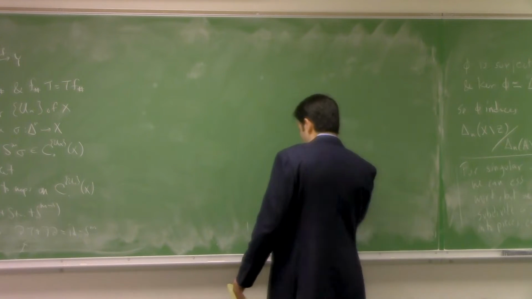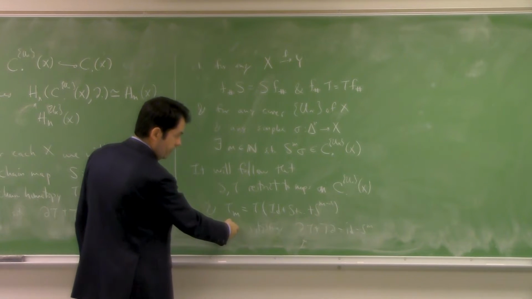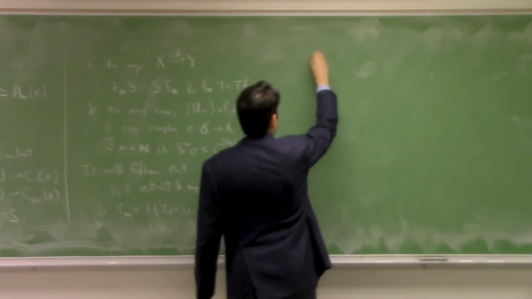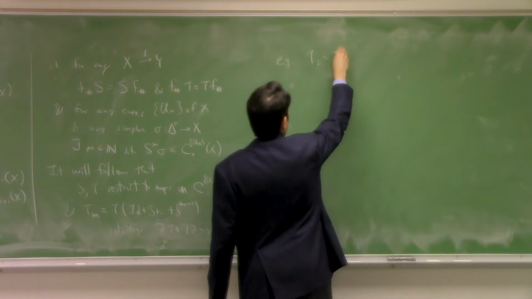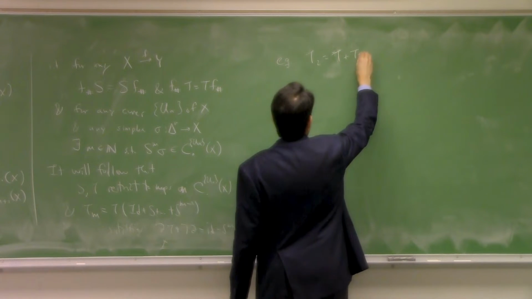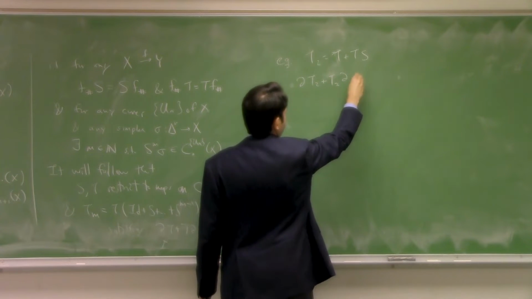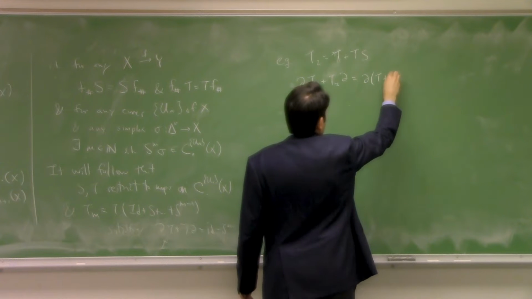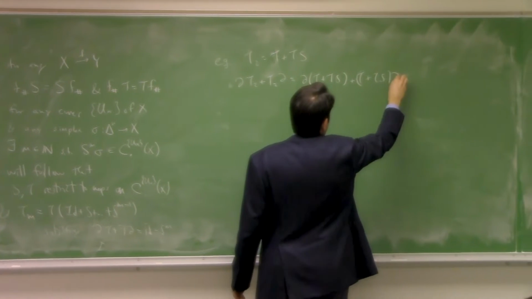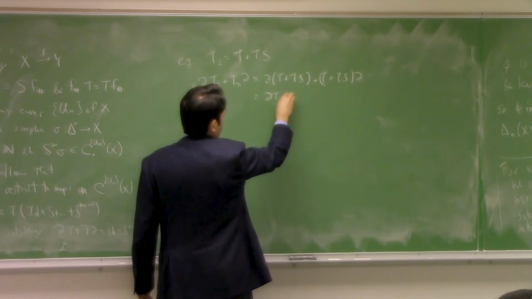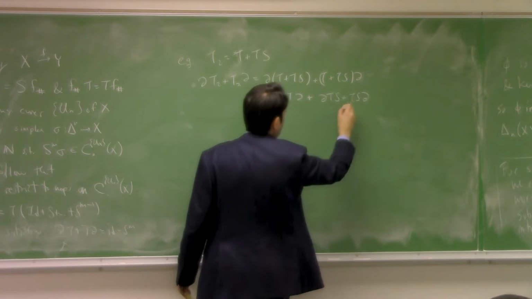Yeah. So this one should be clear, and this one will be clear if I write the case m equals 2. So, e.g., if T_2 is equal to T plus TS. So if you do boundary T_2 plus T_2 boundary, then this is boundary of (T plus TS) plus (T plus TS) boundary. So that's boundary T plus T boundary plus boundary TS plus TS boundary.